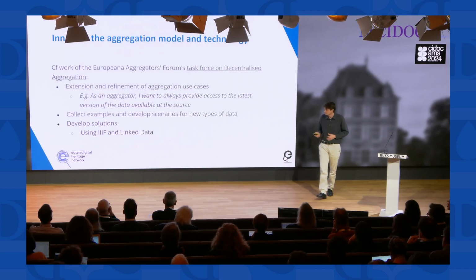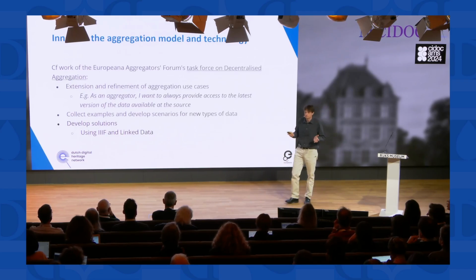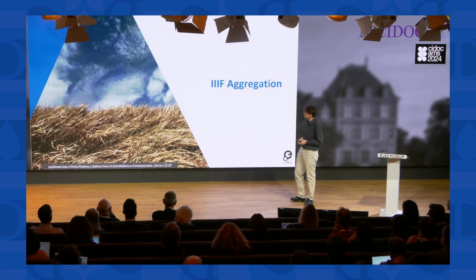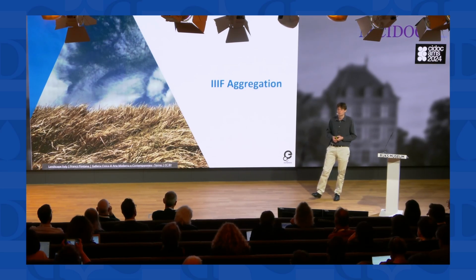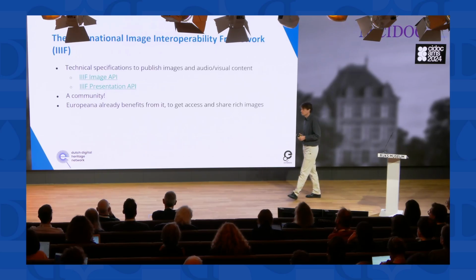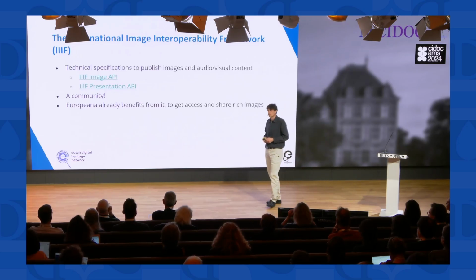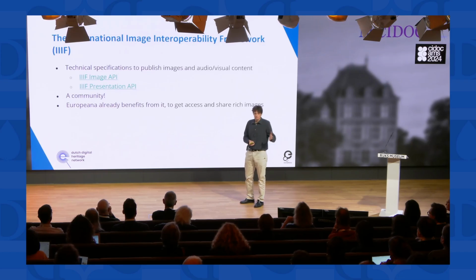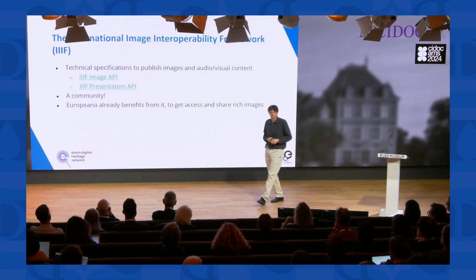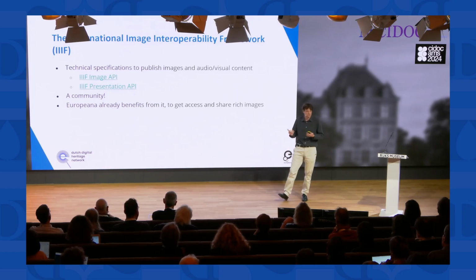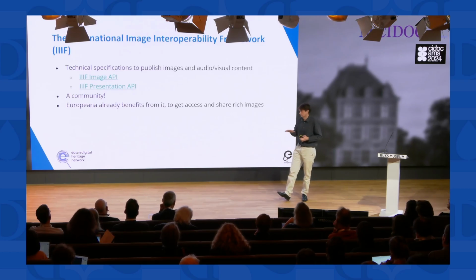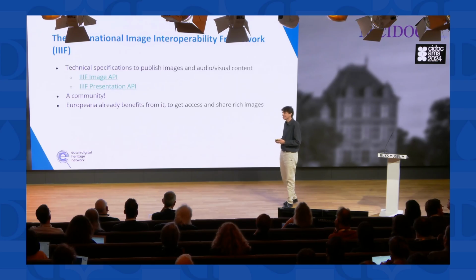So, developing solutions. We've played with two technologies that can be used for decentralizing a bit the aggregation. The first one is IIIF. IIIF stands for the International Image Interoperability Framework. It consists at the core of a number of APIs, so I'm showing only two of them. One is for providing access to images, and the second one is for providing, well, presentation and access information around those images, very crudely simplifying.